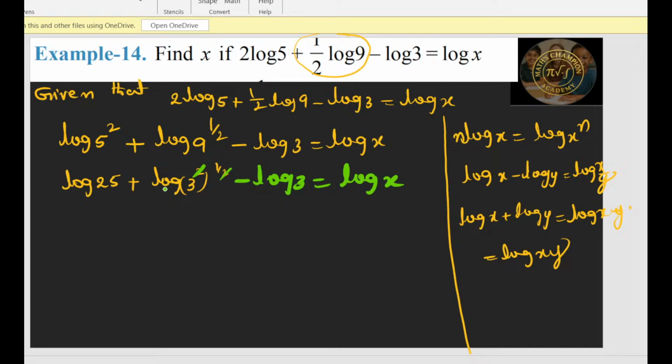If you look here, log 3 minus log 3, both get cancelled. So log 25 is equal to log x. If you remove log, you are getting x is 25. Then your x value is 25. Okay, I hope you are understanding, it is clear.